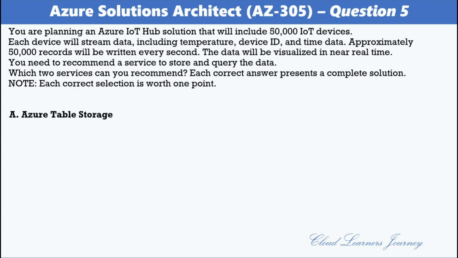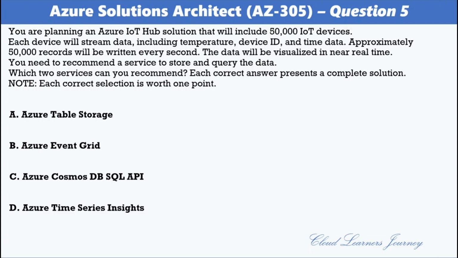And the options are A. Azure Table Storage, B. Azure Event Grid, C. Azure Cosmos DB SQL API, D. Azure Time Series Insights. And the correct options are C. Azure Cosmos DB SQL API. The processed data is stored in an analytical data store such as Azure Data Explorer, HBase, Azure Cosmos DB, Azure Data Lake, or Blob Storage. And the second one is D. Azure Time Series Insights.